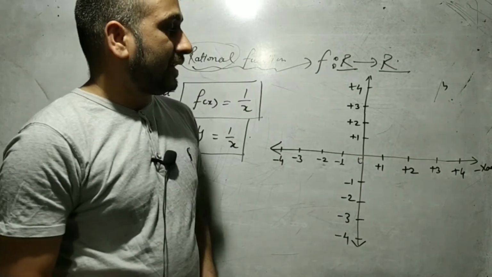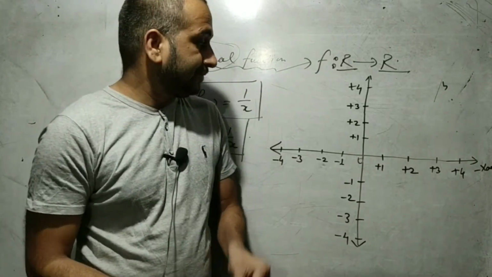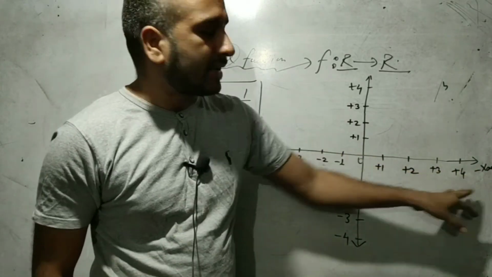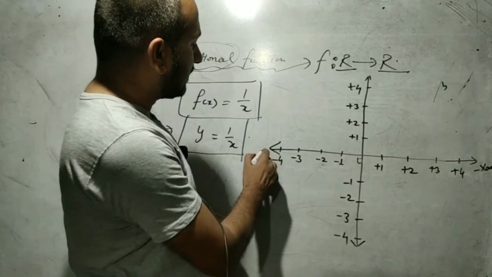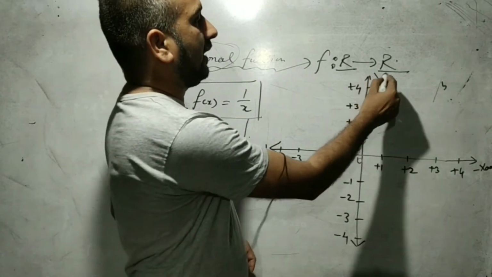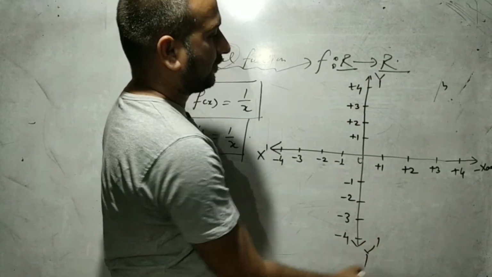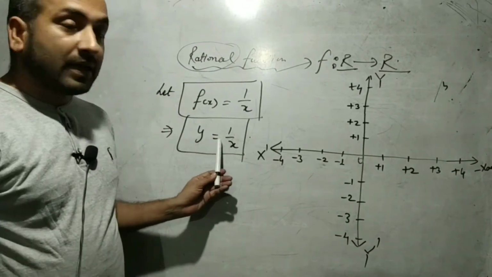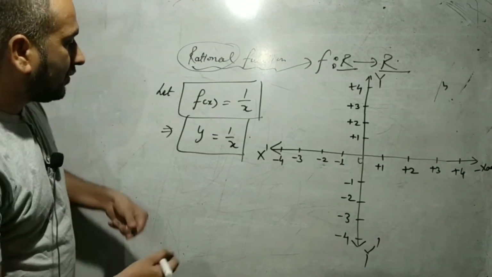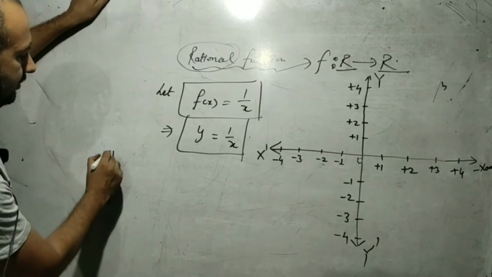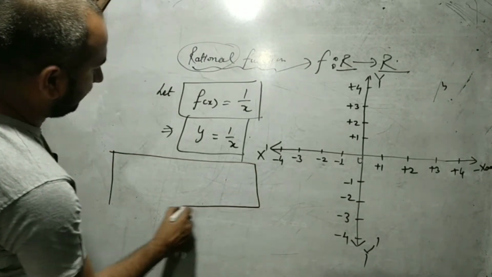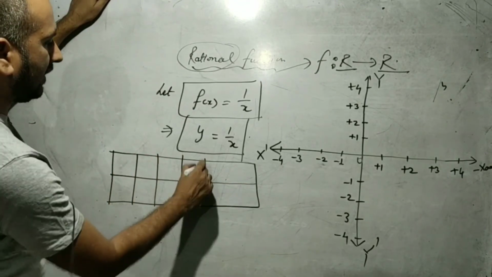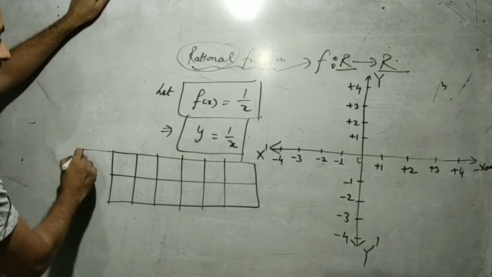So finally students, see here, this axis OX is called the positive direction of the x-axis, this is the negative direction of the x-axis, called OX dash, and here is OY and OY dash. I have to make the graph of this function y is equal to 1 upon x. So now students, make a table here. One by one we will put the values of x.